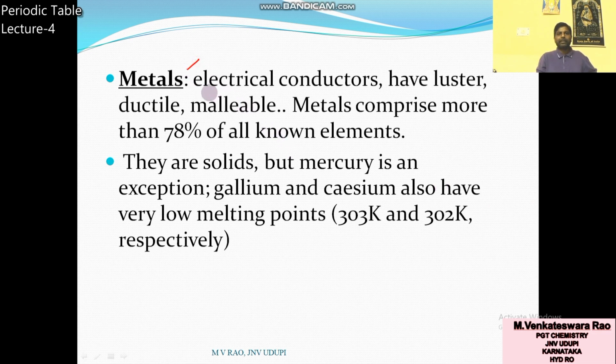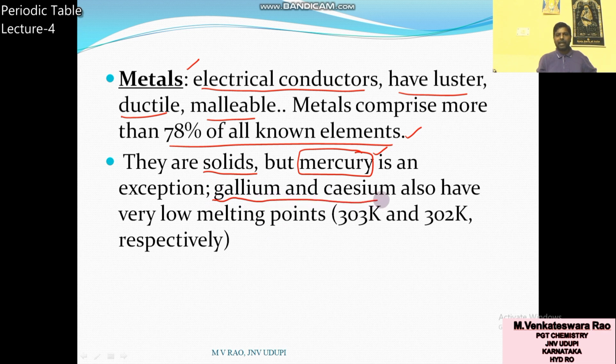Metals have some special properties: electrical conductors, they have luster, ductile, malleable. Metals comprise more than 78% of all known elements. All metals are solids except mercury. Mercury is a liquid. And two more elements, gallium and cesium, they are liquids at above room temperature.